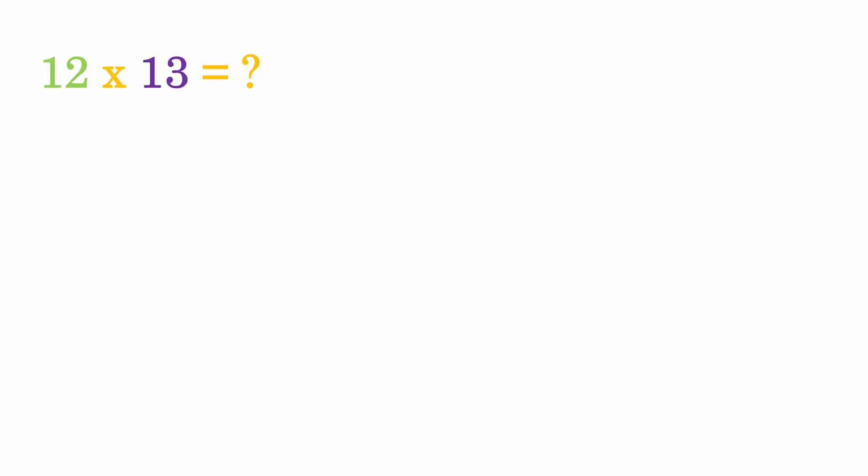We have 12 times 13, and I know you know the answer, but we're just gonna do it the Vedic math way. So in the future, you're gonna have a much easier way to solve it. Okay, so first we have to calculate the base. That is going to be the closest multiple of 10, but it has to be less than or equal to the numbers. In this case we have 12 and 13, and the closest multiple of 10 less than or equal to the numbers is going to be 10.